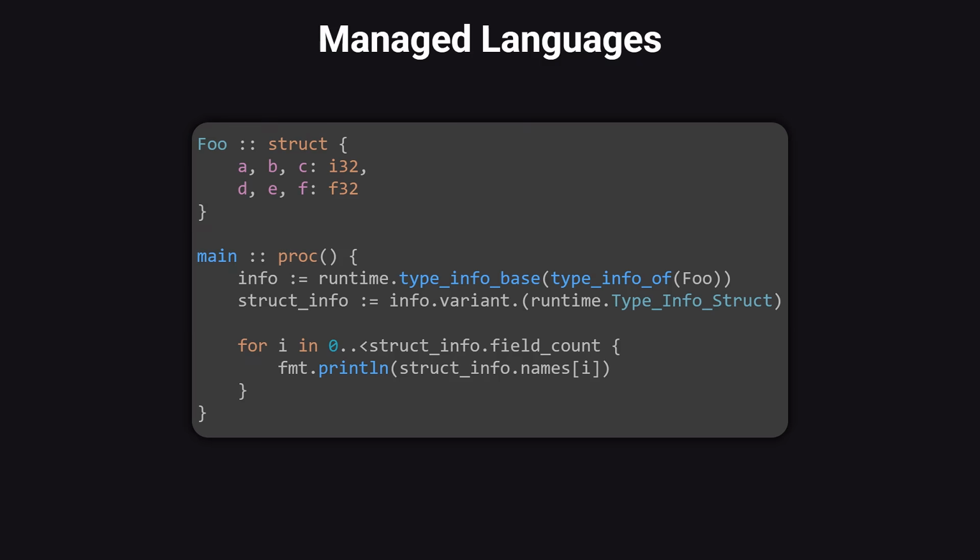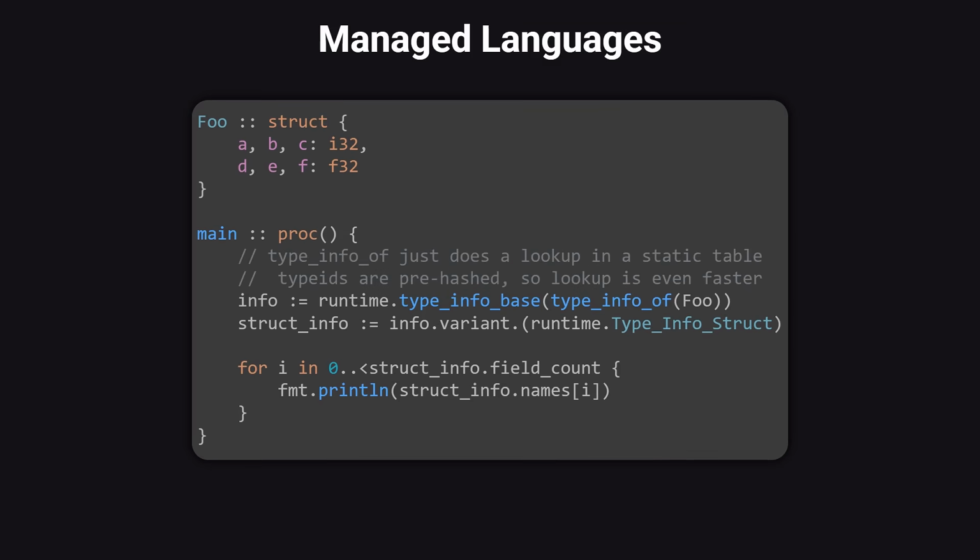Odin's reflection is also super cheap. There's no information attached to the values themselves. The compiler just spits out a few kilobytes of information stored in a table statically inside your binary. Reading that information out is quick and is very isolated from the rest of the language. Even still, this isn't necessarily a well-defined distinction.